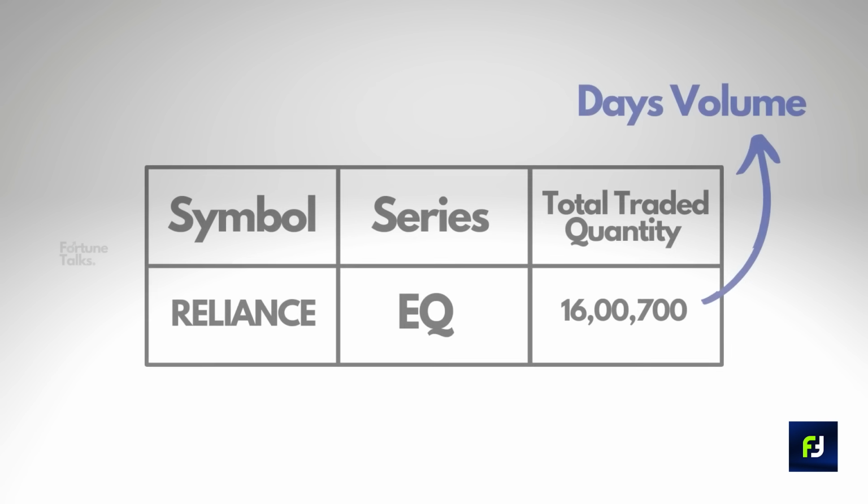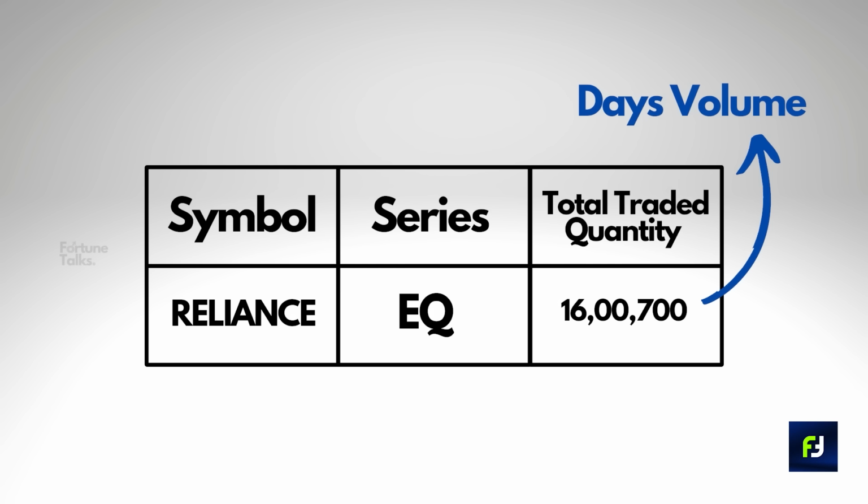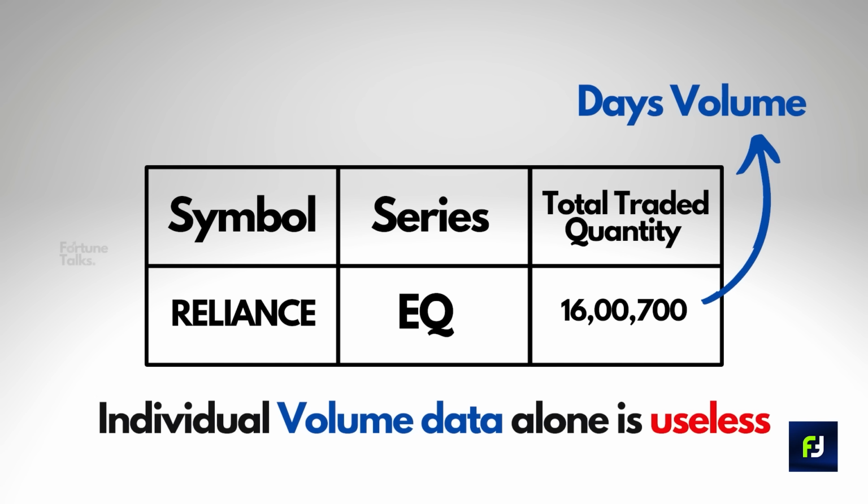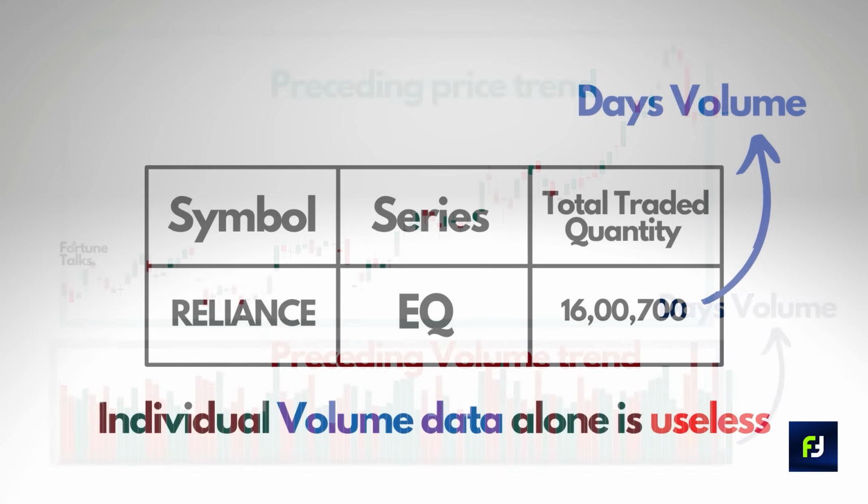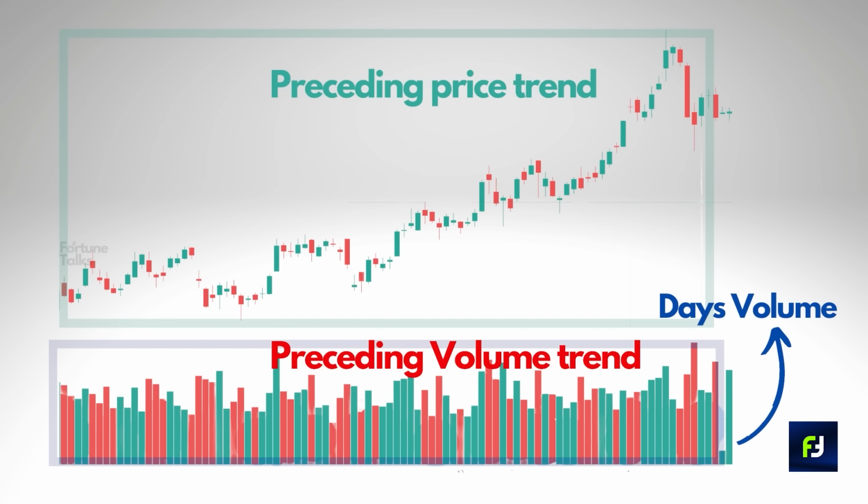For example, we know from the NSE website that volumes on Reliance India for this particular day is 16,700,000 shares. So tell me, how useful is this information when read in isolation? If you think about it, it has no merit when used individually, and hence it would actually mean nothing for our analysis. However, when you associate today's volume information with the preceding trend in the price and the preceding trend in the volumes, then the volume information becomes more meaningful.